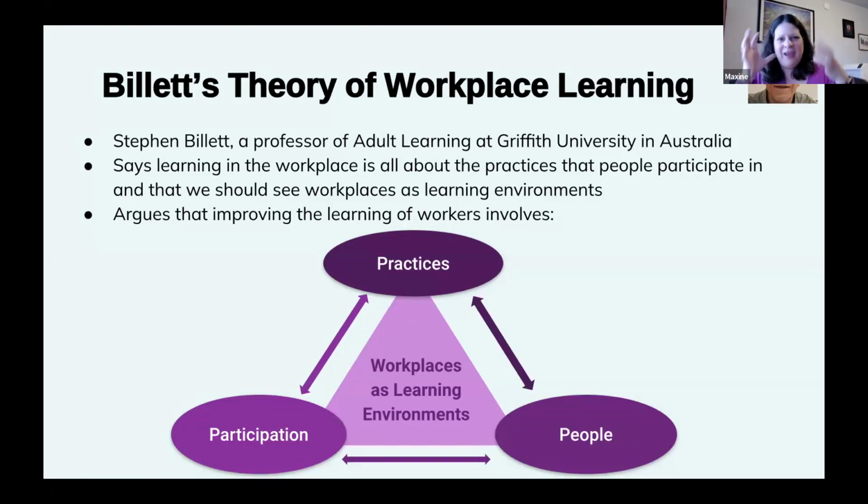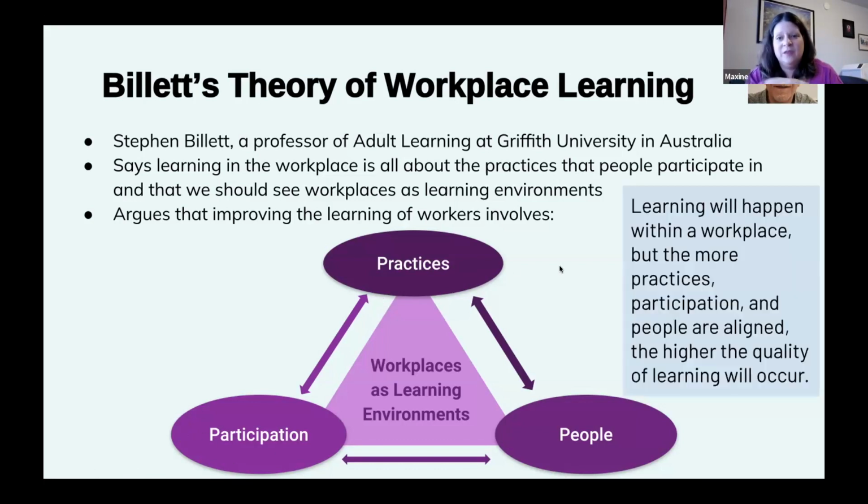Again, as we're thinking about, okay, if I've got this thing I want people to learn, or maybe I've got a group of people I really want to do more learning, I can think about the practices and I can think about what's the participation, how do they engage with one another within the school and work context. So again, Billett says learning's going to happen in a workplace. We know learning will happen, but the more we can align our practices, our participation, and our people, the higher the quality of learning will happen.